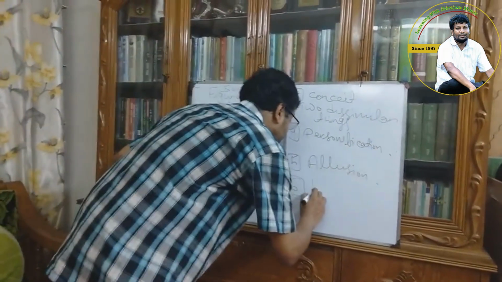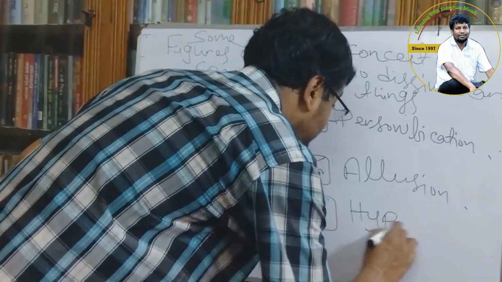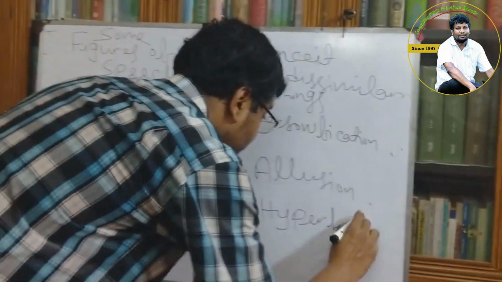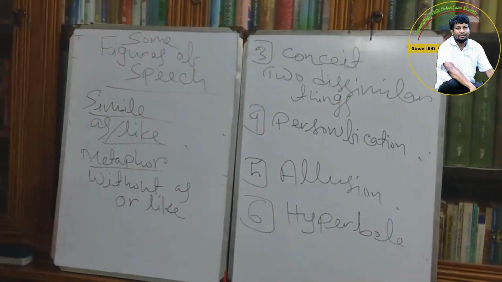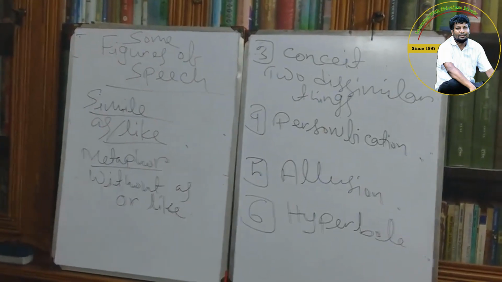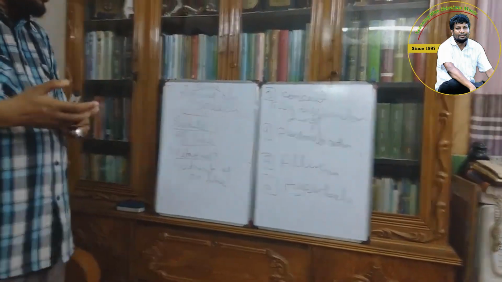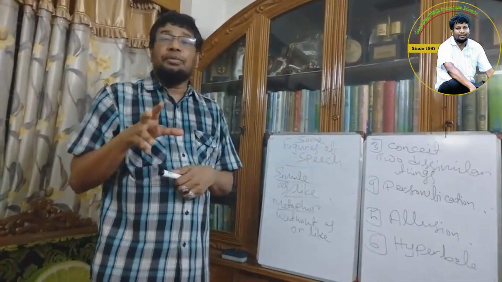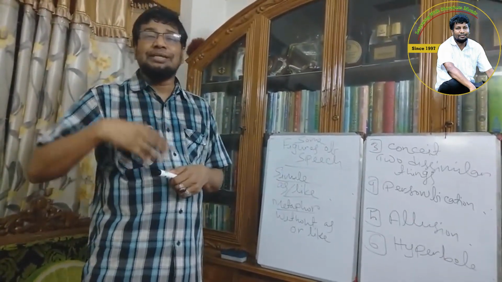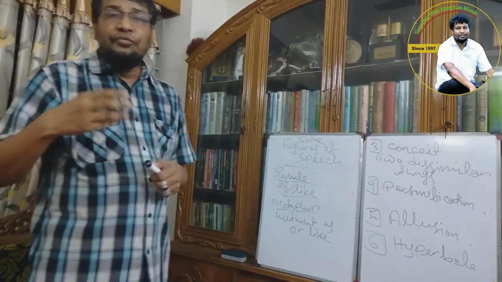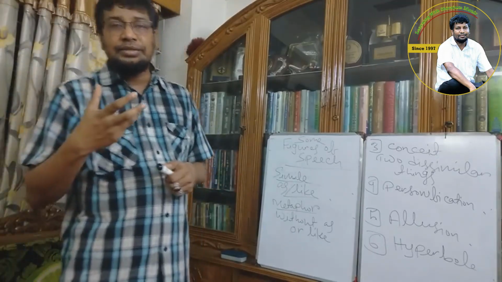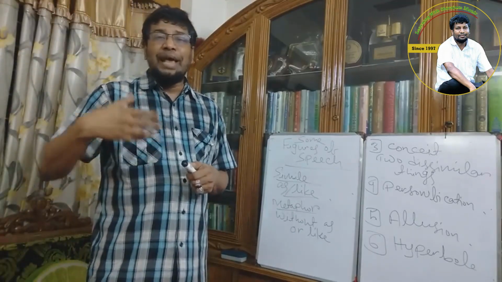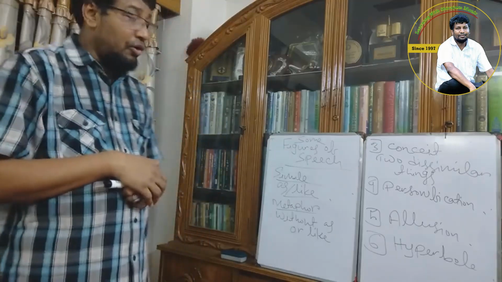The last one of today's discussion is hyperbole. Hyperbole is the sixth one, or the last one, which I would like to discuss today. Hyperbole means extravagance or exaggeration. Whenever a writer exaggerates at the time of expressing something, that is called hyperbole.